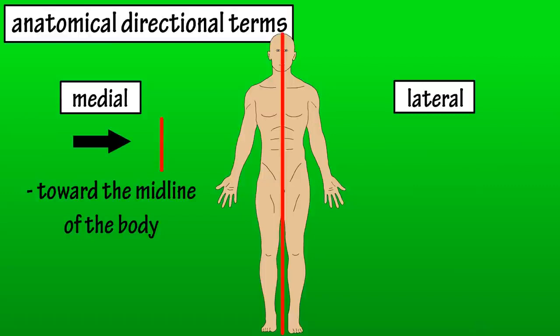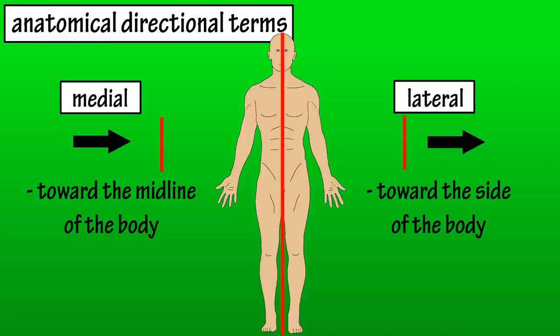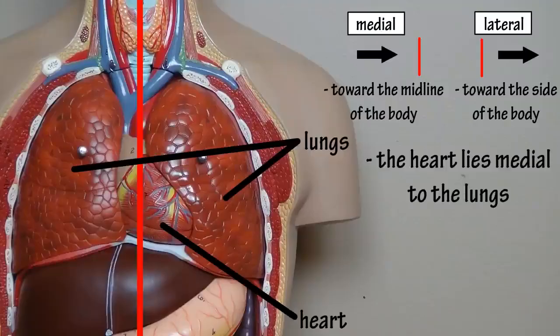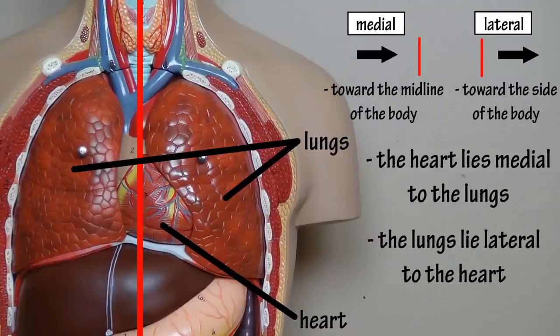Medial and lateral are another set of directional terms. Medial means toward the midline of the body, and lateral means toward the side of the body, or away from the midline of the body, where the midline is an imaginary line that divides the body into left and right halves. So we would say that the heart lies medial to the lungs, or you could say that the lungs lie lateral to the heart.